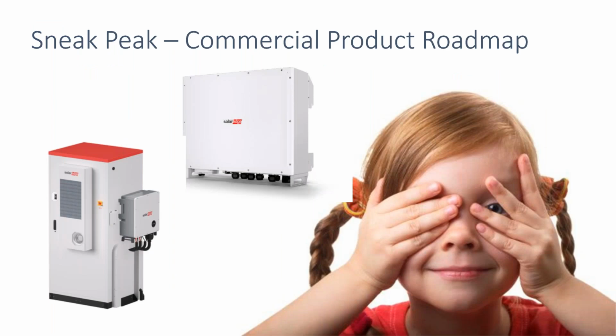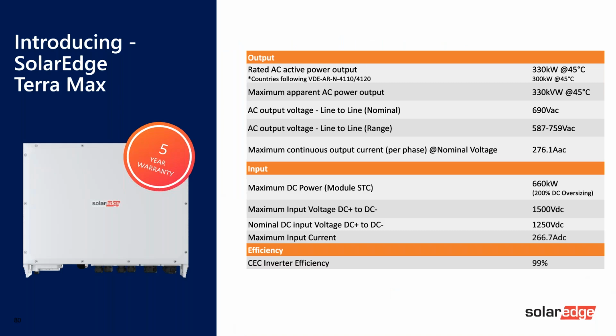We have some new exciting products also coming to Australia, hopefully middle of next year. I'll just give you a quick sneak peek onto those. The first one is the TerraMax inverter. So this is our new C&I inverter. It's a 330 kilowatt inverter. It's primarily designed for ground mount systems. It is a really high efficiency C&I product.